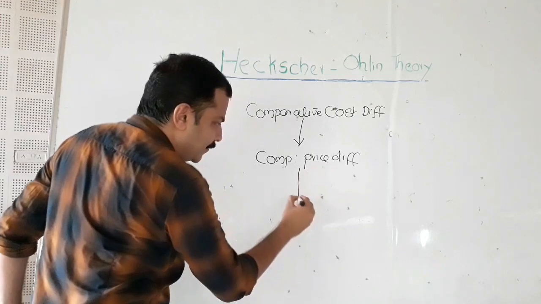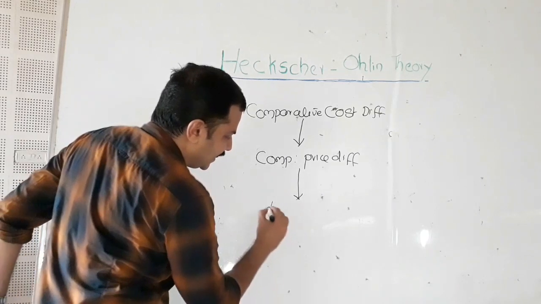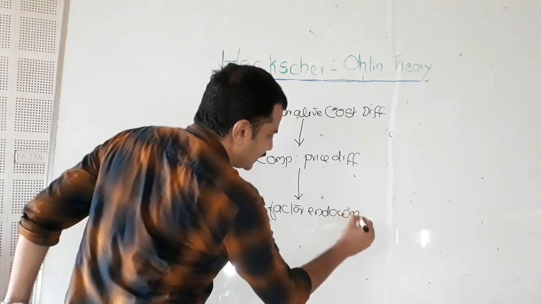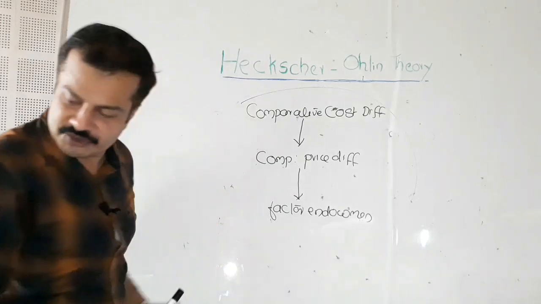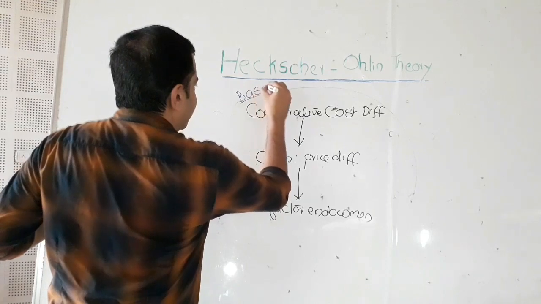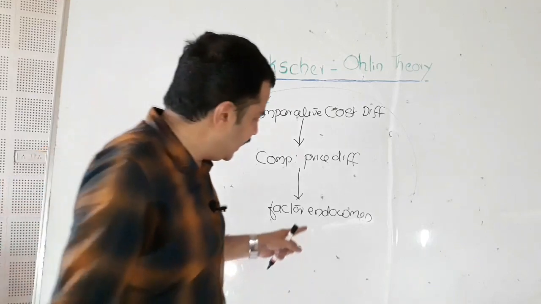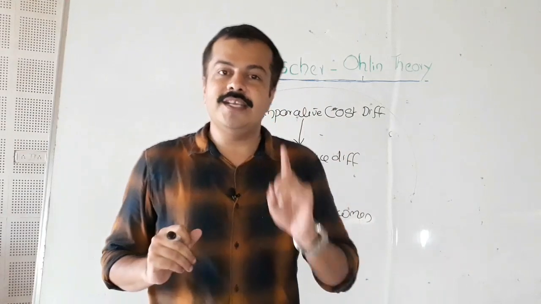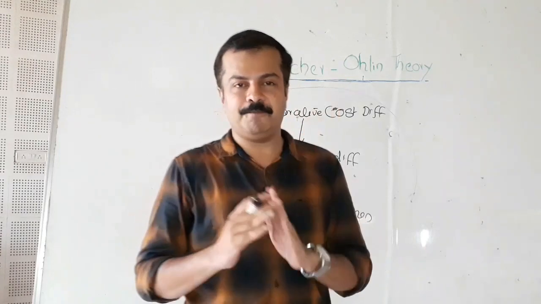And this comparative price difference emerges as a result of differences in the factor endowments or factor supplies. So we do have the basis for trade. We have the basis for trade in the sense that we found out what are the reasons behind the comparative cost difference of these countries. Ultimately, we end up with the factor endowment. That is why this theory, the Heckscher-Ohlin theory, is also known as factor endowment theory. It's also known as factor proportion theory.